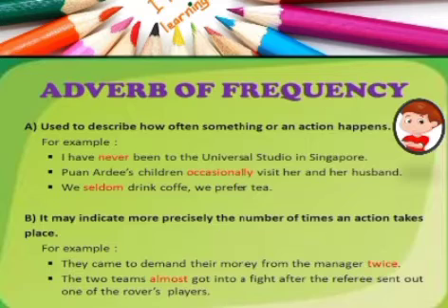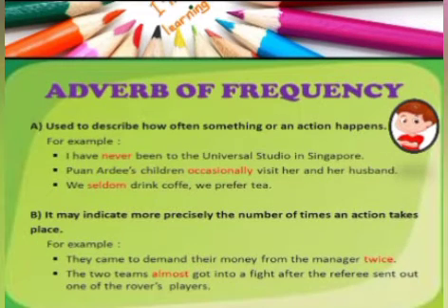Now let's move to the next type, adverb of frequency. This type of adverb is used to describe how often something or an action happens. That means how many times an action is happening. You will be getting the answer for the question how many times or how often. I have never been to the Universal Studio in Singapore. How many times have you been there? Never. So that means never is the adverb of frequency.